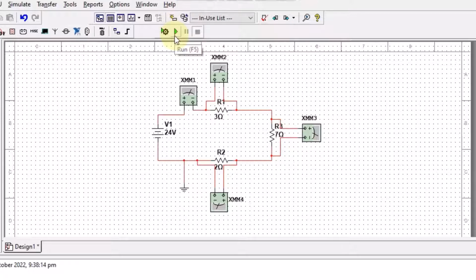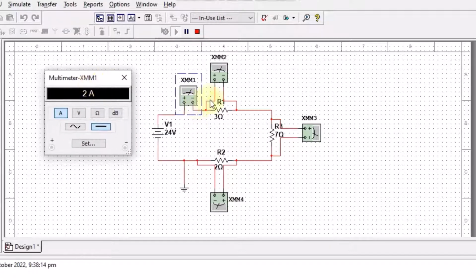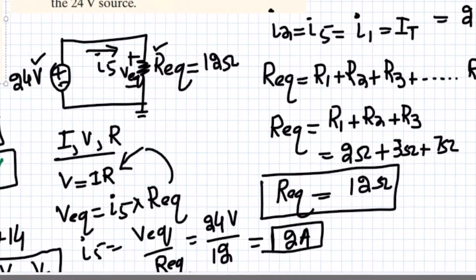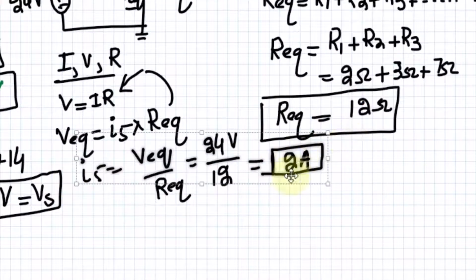Now let me run it. First of all, let me take a look at the series multimeter, to find the current flowing through this circuit, and the current here is 2 amperes. Let me check whether the answer was 2 amperes. Here the answer was 2 amperes, and we can very easily see that here it is 2 amperes.